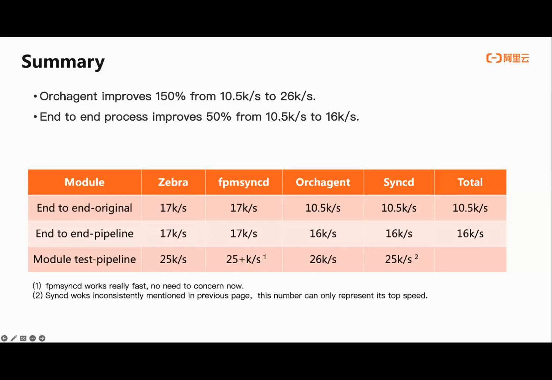You mean from 16K to 26K? Yeah, performance higher. So in the end-to-end process, Zebra or FPM SYNCD is slower. It can only provide 17K routes per second, so the Orchagent cannot work at this speed. This speed is not its top speed, it's the actual speed in the end-to-end process.